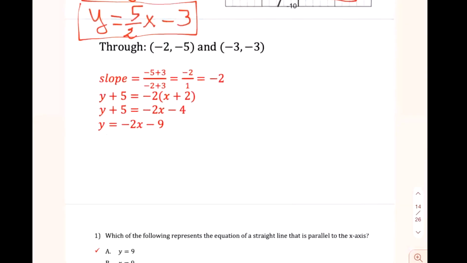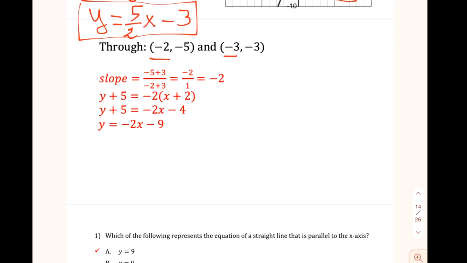They want the equation of a line that goes through these 2 points. So we repeat again, we find the slope, change in y over change in x. Okay, -5 minus -3. Minus -3 is +3. That's why they put -5 plus 3. Okay, and then -2 minus -3. And that's why they put +3 again.